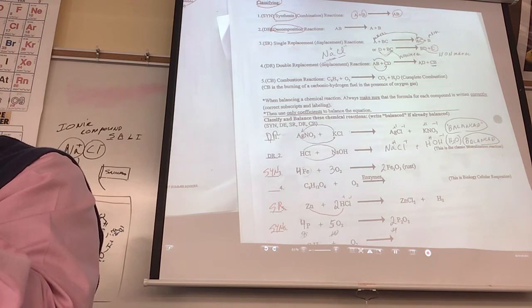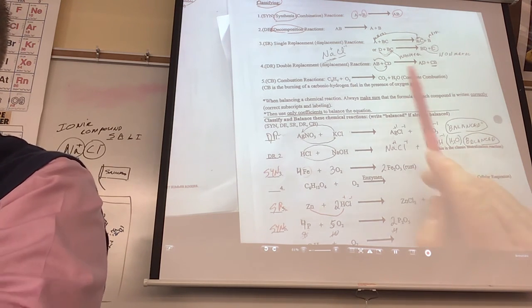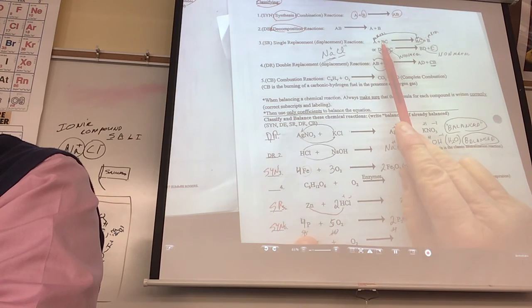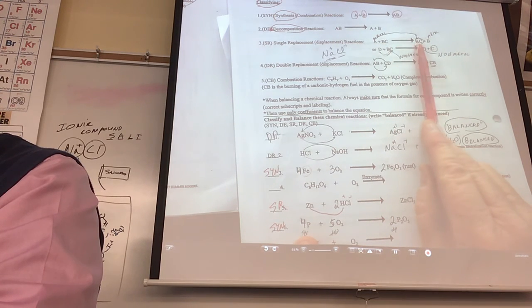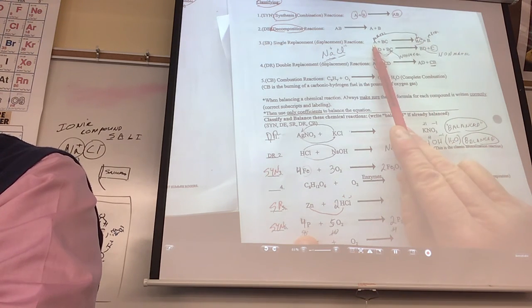Single replacement. And we said in the top one, A is more likely to be a metal because metals are written first in an ionic compound, aren't they? Isn't the positive ion written first? So this metal kicked out this metal.